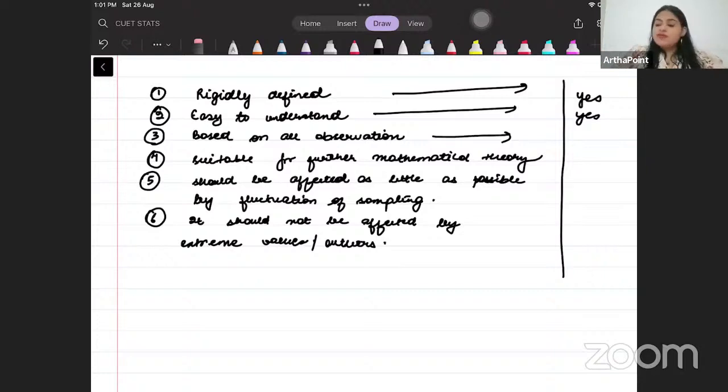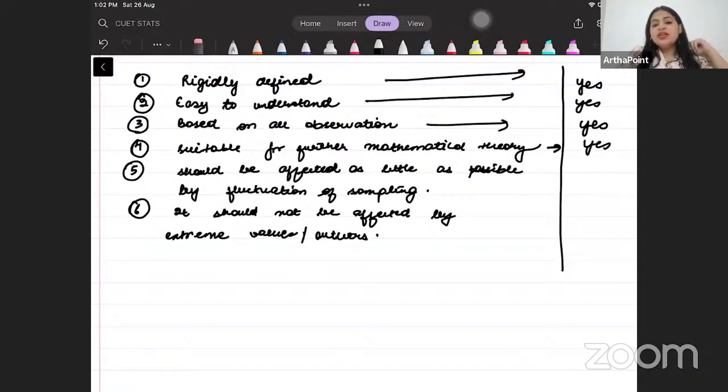Is it based on all the observations? Yes. I took into consideration each and every observation. I am doing summation x. So it is based on all the observations. Is it suitable for further mathematical theory? Yes. It is used to calculate variance. And it is otherwise also very useful, right? Even if I have to find out the covariance, or the correlations, in a lot of places, averages play an important role. So yes.